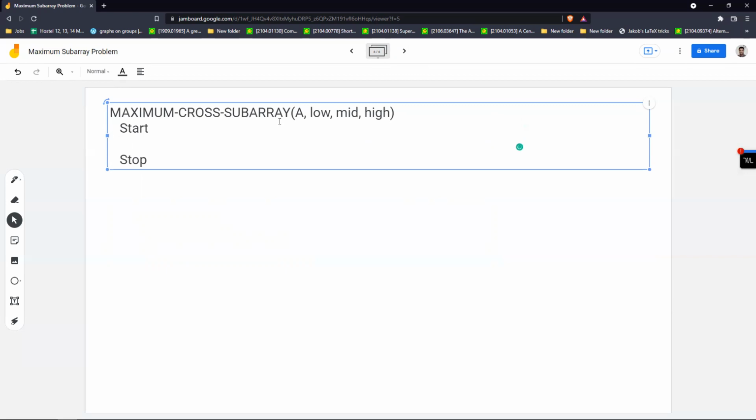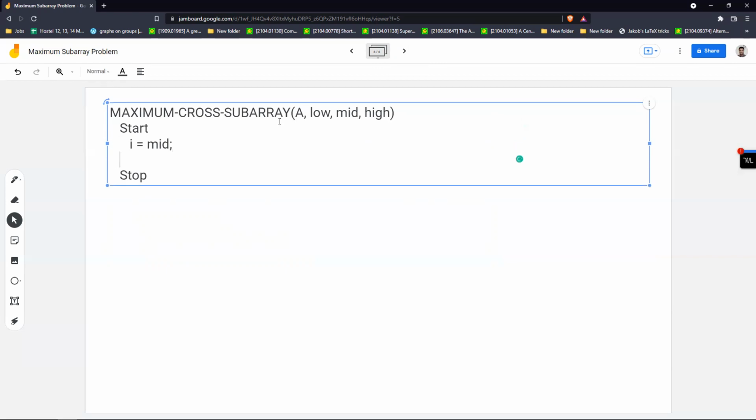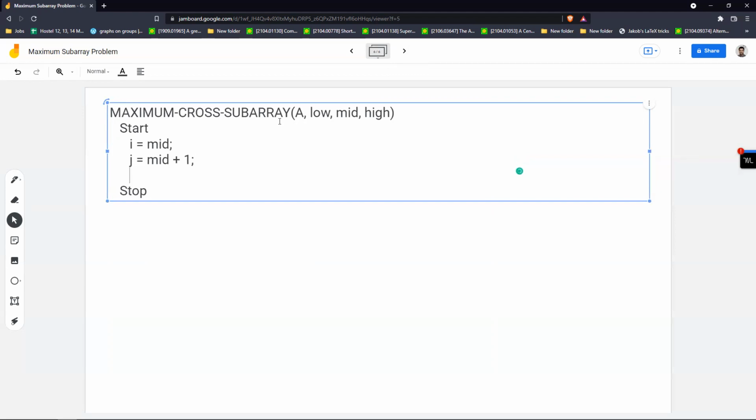Okay. Now we already know that whenever you're looking for a cross subarray, it will always contain the middle element and the middle plus one element. Is that right? So I will set i is equal to middle, j is equal to middle plus one. Let us set this and let us set sum is equal to a of i plus a of j, right? The first sum that we need to take.